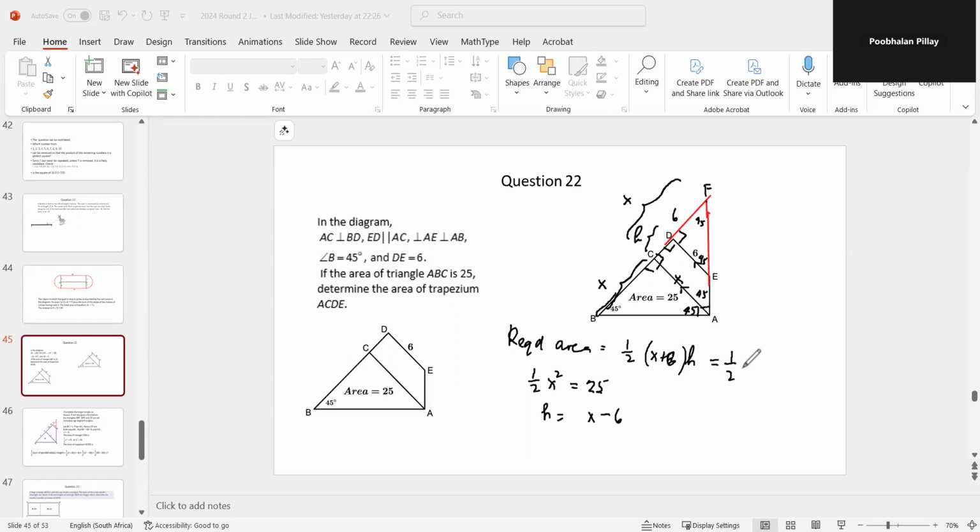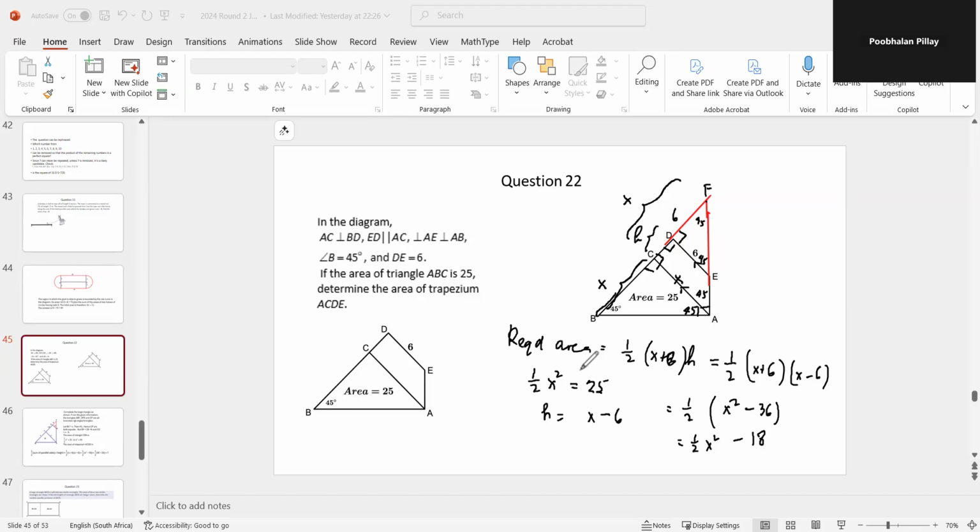So it's going to be half into X plus 6, and H is X minus 6. Now this is an old friend for algebra students. The X plus 6 into X minus 6 is the difference of two squares. That's X squared minus 36. And that is equal to half X squared minus half of 36, which is 18.